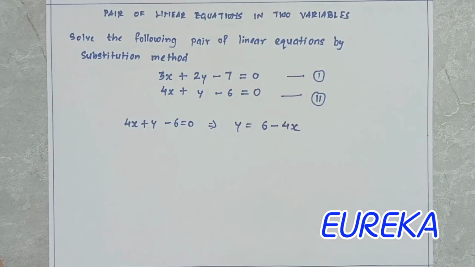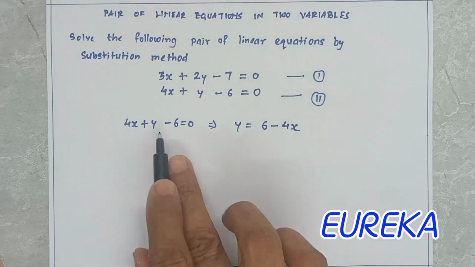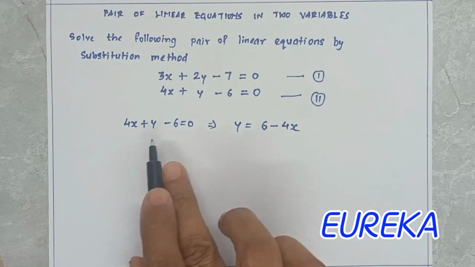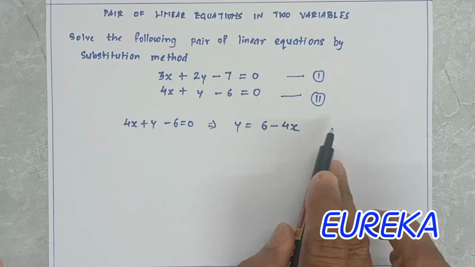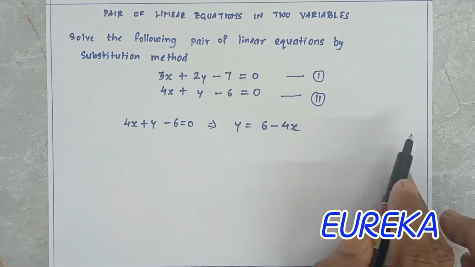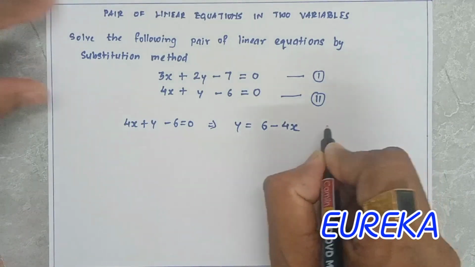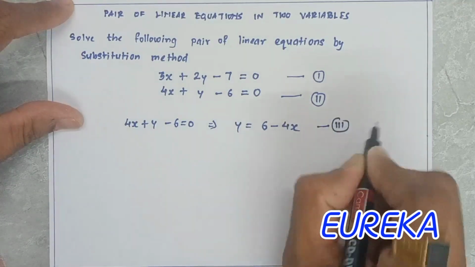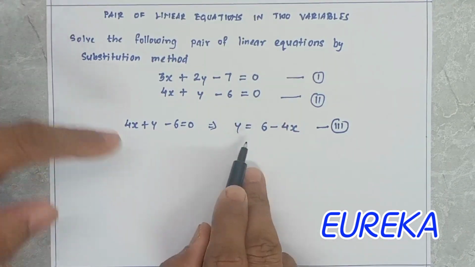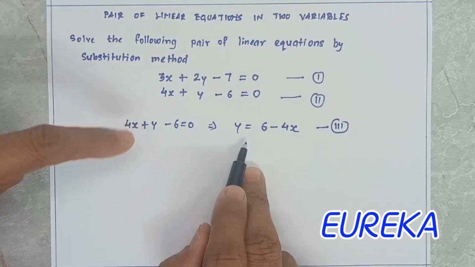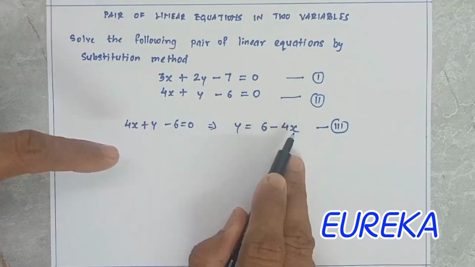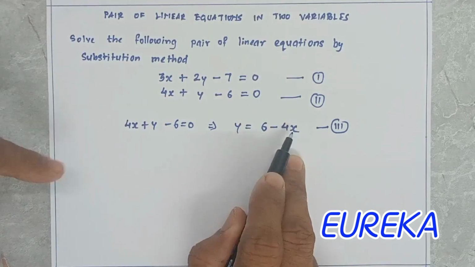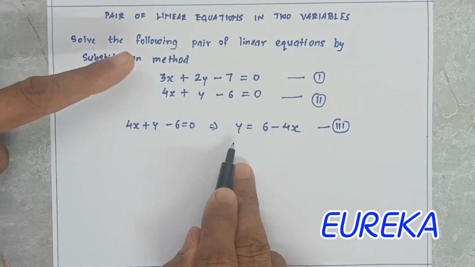Is it very clear? What we did is we have kept only y on one side and we have sent all the remaining numbers and terms to the other side. Now this is our substitution for y. Now we have got this substitution from the second equation, that's why we need to put this value of y in the first equation.